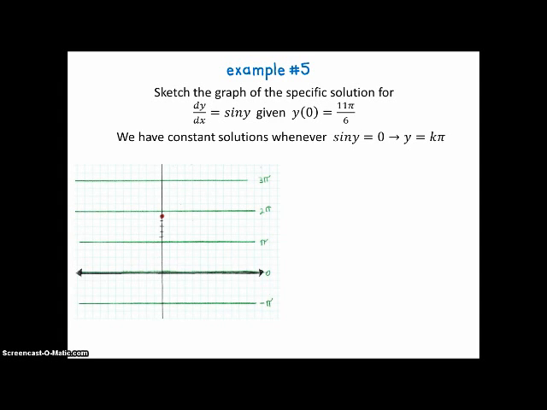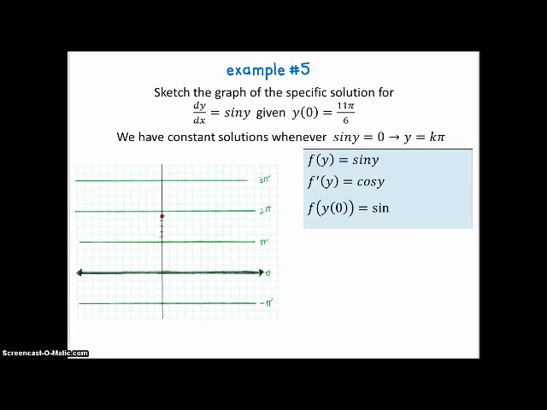So I just drew a few of them, one on the x-axis, and then at negative pi, pi, 2 pi, and 3 pi, because my point is going to be up there at 11 pi over 6 for my y value at x equals 0. Okay, so that's a little red dot there. Now, f of y is sine y, f prime of y is cosine y, and f of y at 0 is going to be sine of the y value at 0, which is 11 pi over 6, and that is negative. So that tells me y is decreasing, and it's going to lie in between the constant solutions of y equals 2 pi and y equals pi.